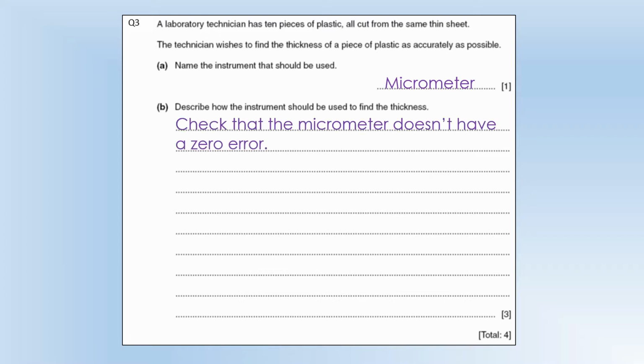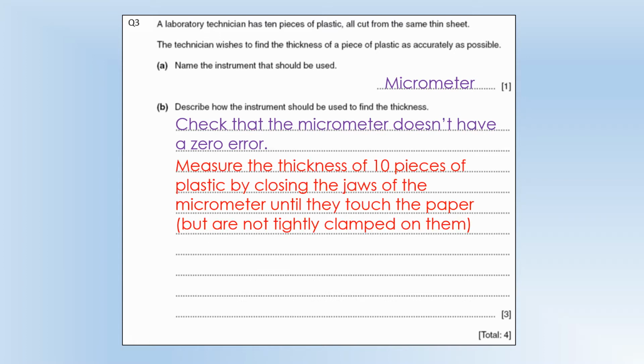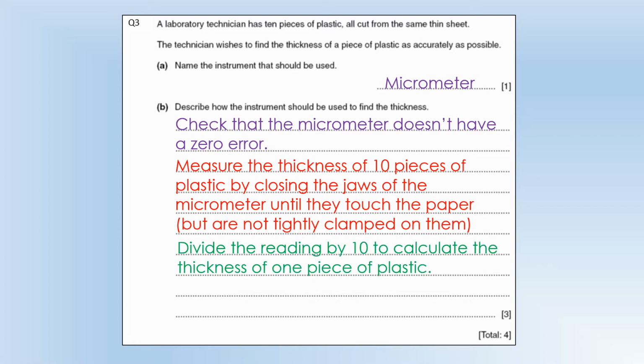So we've got 10 pieces, so that's going to be useful to us. But first of all, with a micrometer, one of the important things to check is that it doesn't have a zero error, which means that when it's closed, it doesn't have a non-zero reading. And then what I'd do is measure the thickness of 10 pieces of plastic. You should twist until you've clamped the 10 pieces, but not tightly clamped, because then you're actually changing the thickness of the plastic. And then divide the reading by 10, and that will give us the thickness of one piece of plastic.